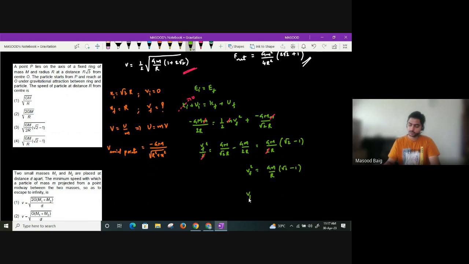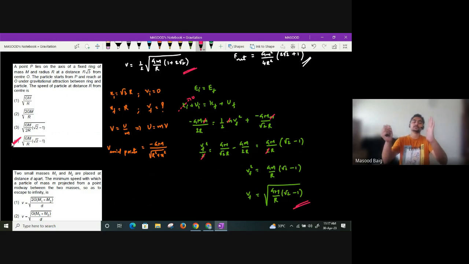So what will be the speed at a distance R from the center? Root over GM by R into root 2 minus 1 will be the speed at a distance R from the center, guys. Clear all of you? Right? So whenever questions are asked in gravitation, blindly you apply conservation of mechanical energy, because the only force acting will be gravitational force, which is conservative in nature. And if only conservative forces are acting, we can conserve the mechanical energy of the system.